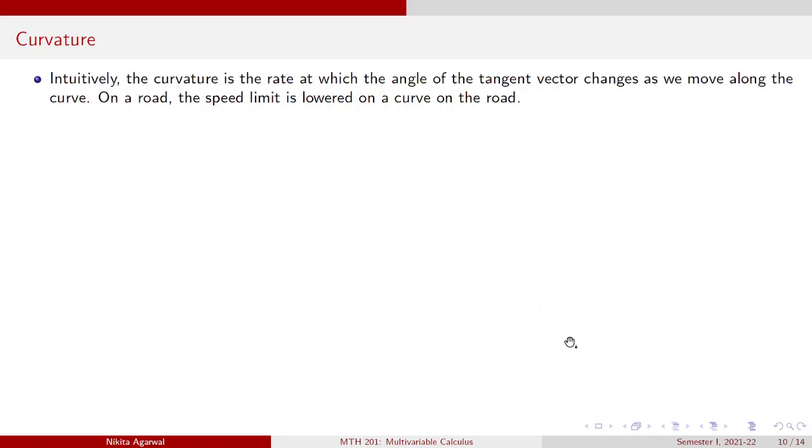So intuitively, the curvature is the rate at which the angle of the tangent vector changes as we move along the curve. On a road, the speed limit is lowered on a curve, right? So when you walk along or drive along a curve on a road, you lower your speed, because the curvature is higher and you don't want to meet with an accident. So you lower your speed when you hit a curve.